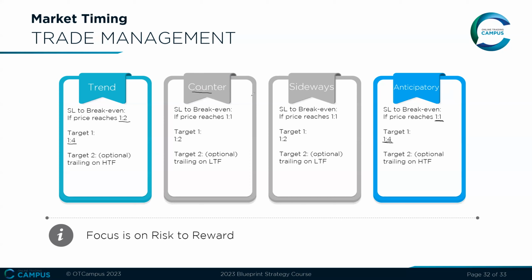So you can see trend and anticipatory, they're very similar. We look to take bigger profits. The only thing that changes is that we only protect ourselves at a 1 to 2 for trend and 1 to 1 for anticipatory. And then counter and sideways are exactly the same in terms of break even and targets.